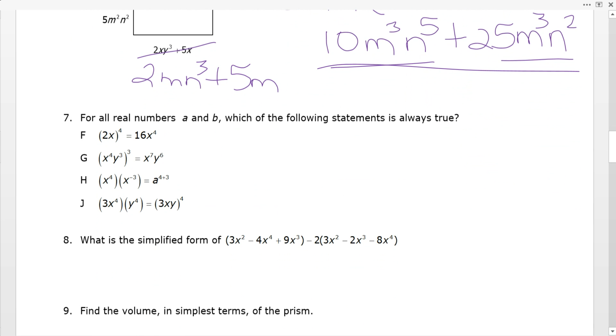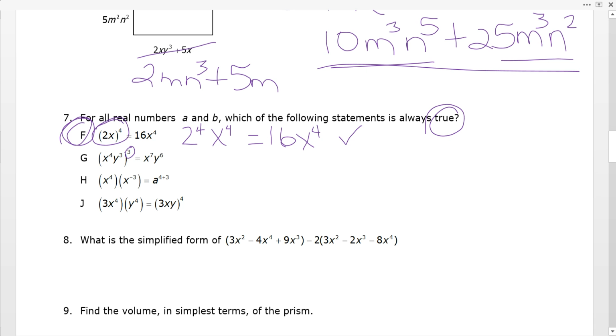Okay, number 7, I'm basically looking for which one is true. So, if I have 2x to the fourth power, that means I'm taking 2 to the fourth power and x to the fourth power. And 2 to the fourth power is 2 times 2 times 2 times 2, which is 2, 4, 8, 16. So this one is correct and probably my answer. But let's do the rest just to make sure.